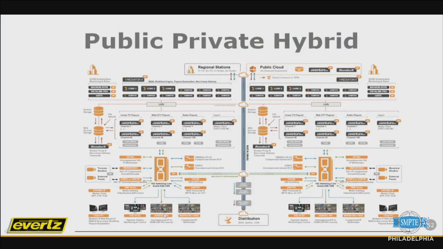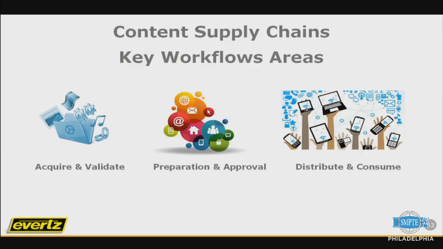This is a quick diagram of a public-private hybrid operation. On the left-hand side is on-premises hardware systems, or on-premises VMware systems, and on the right-hand side is a public cloud instance. Can you tell the difference? No, they're the same. So, that's broadcasting from the cloud.